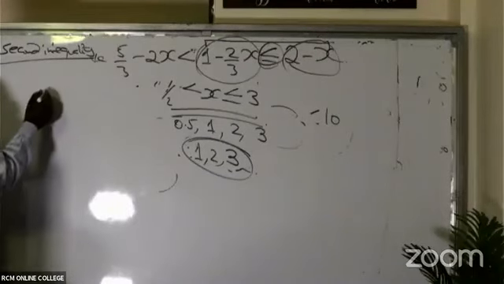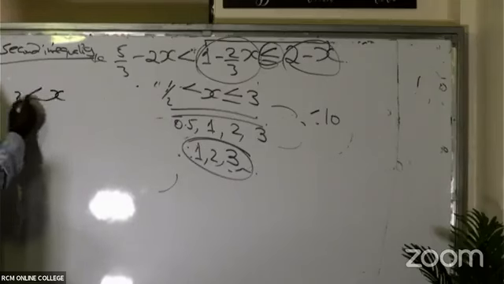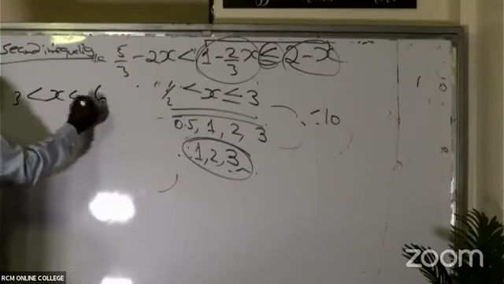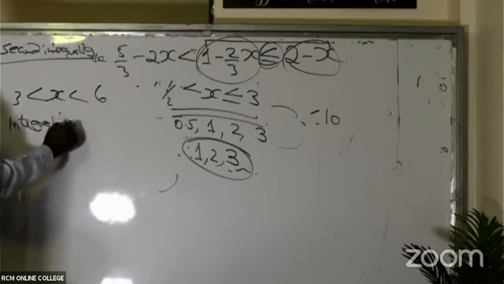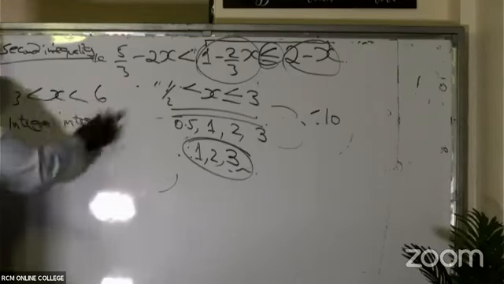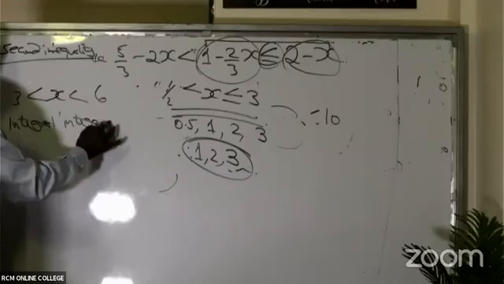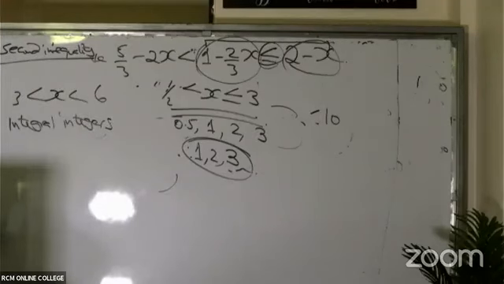You have x greater than 3, but less than 6. Can somebody in this case give me the integral integers? Integers are whole numbers. Integral means within the bracket. Is there somebody who can give me the integral integers here very fast? Which fit this bill?